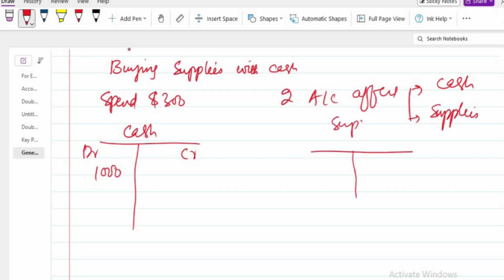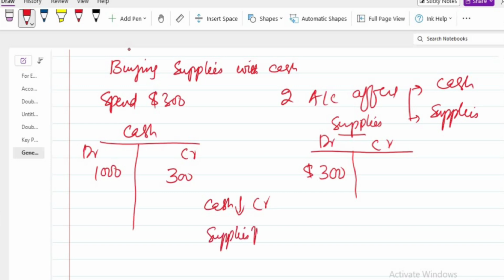And supply is your asset. Fine. So you have spent $300, and when there is a decrease in an asset, it is recorded on the credit side. The asset is cash, so you record it here. Now supply is also an asset, and you have purchased some supply because of these 300 cash. So the cash, which is your asset, decreases, so it will be credit. Now the supply, which is your asset, increases, so it should be debit.